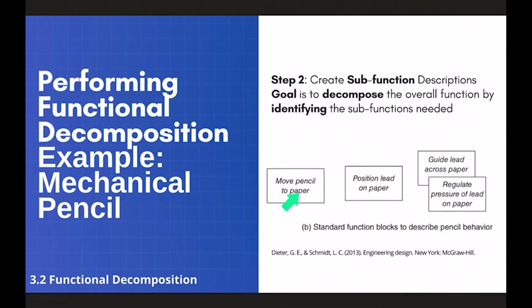We have moved the pencil to the paper, the first sub-function, and then we need to position the lead on the paper. This is the second sub-function. And then after that, we need to guide the lead across the paper. This is the third sub-function. And last, we need to regulate the pressure of the lead on the paper. This is the fourth sub-function. All of these sub-functions will ensure that the overall function, which is to capture lead marks on paper, can be done.